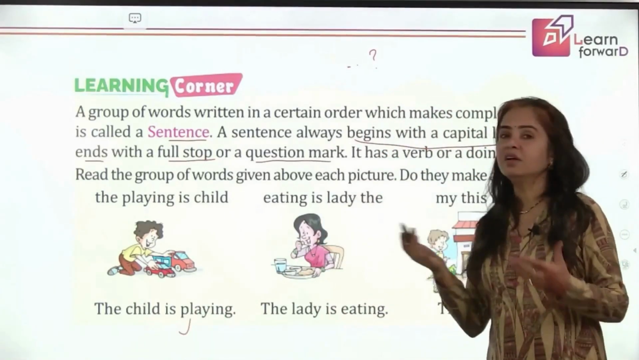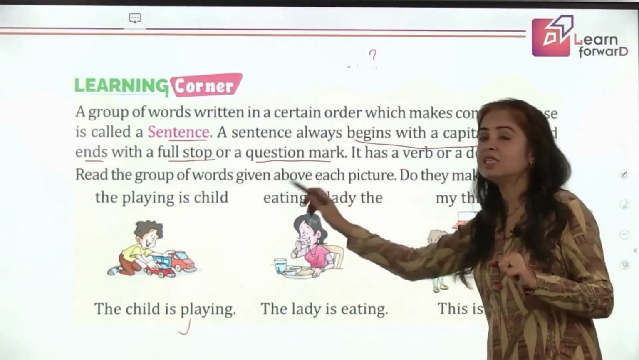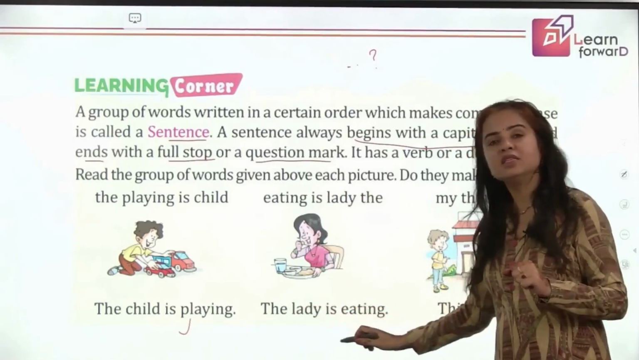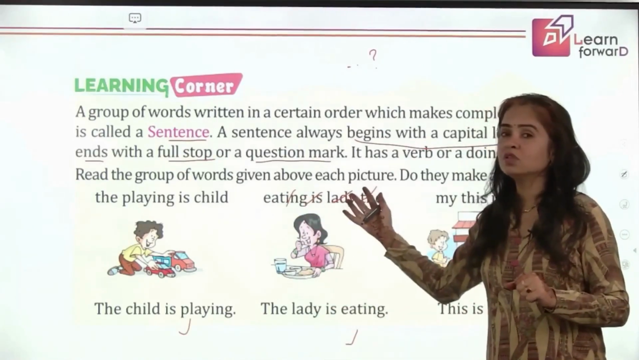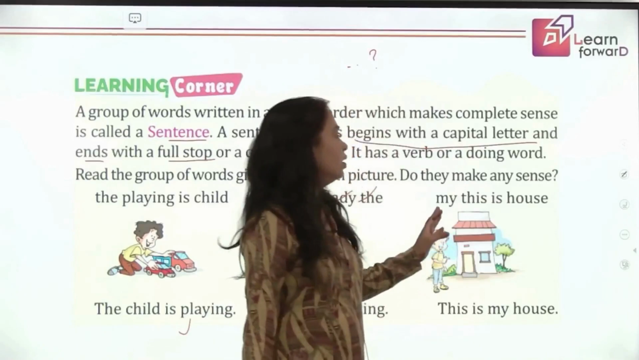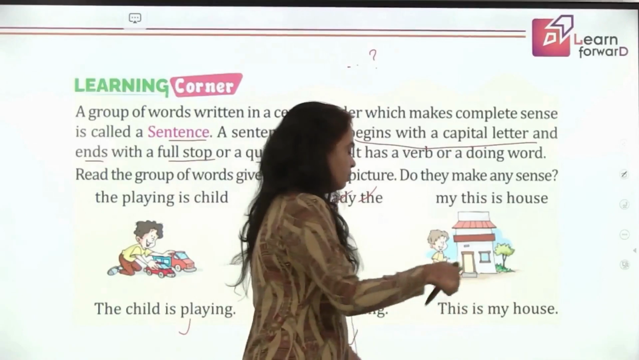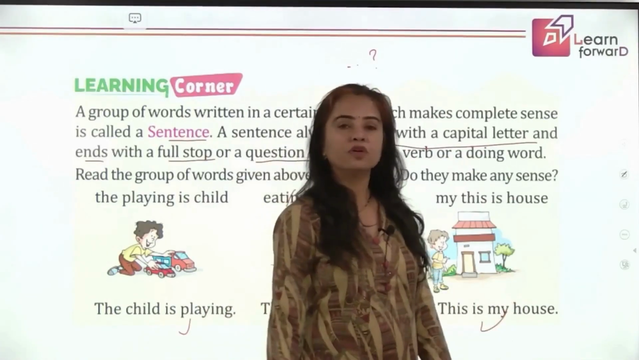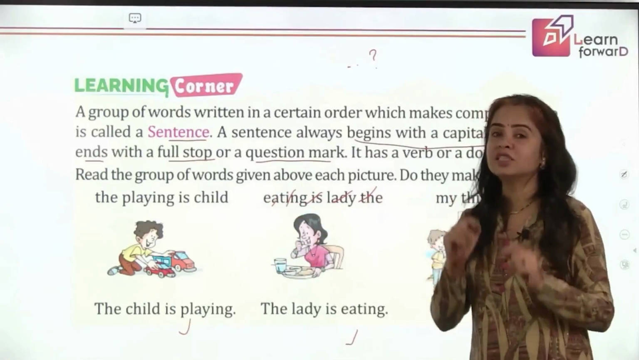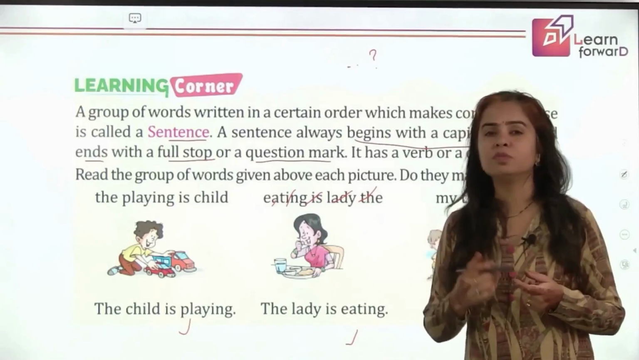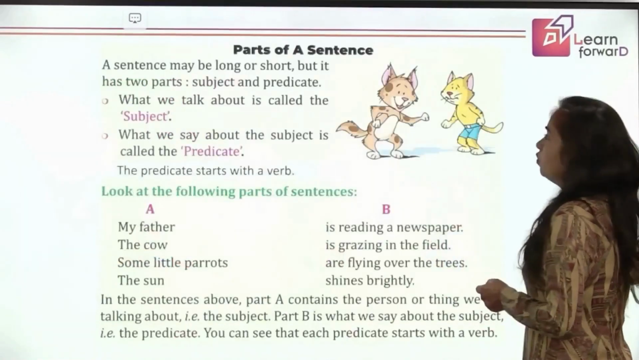Eating is lady the. It is a group of words, not a sentence. And see, when we make a sentence with the same words, we get the lady is eating. This is a perfect sentence, but it was not. And similarly, here also, my this is house. No. This is my house. It becomes a sentence. That is perfect. So what you see is when the same words are arranged in such a way that they give you a complete meaning, then only it is a sentence, right? So can we move ahead?